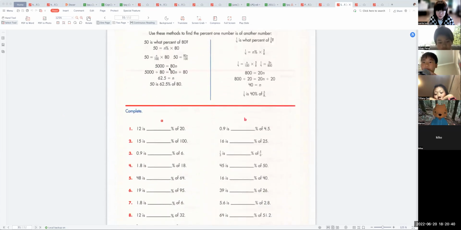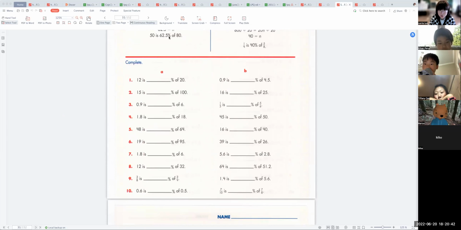Okay, so let's take a look at this one. This part is a little bit hard, boys and girls. 12 equals what percent of 20? Everybody, I want you to do it with me step by step. So 12 equals X percent times 20. Okay, everybody, please write down this one first.